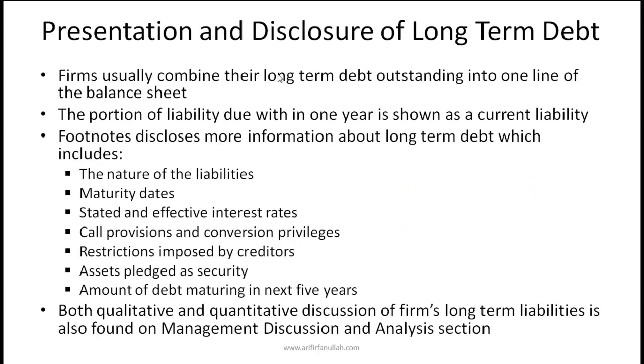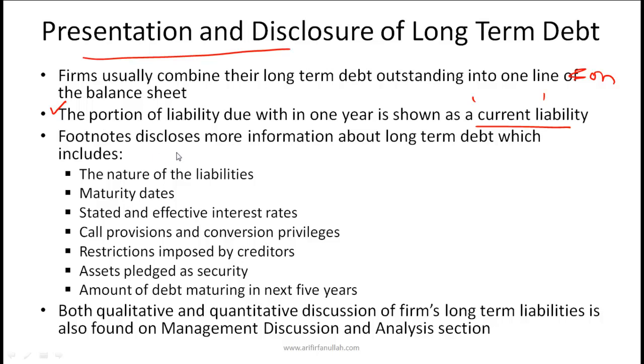The final point now on bonds relates to presentation and disclosure. Firms usually combine their long-term debt outstanding into one line on the balance sheet. The portion of liability due within 1 year is shown as a current liability. So anytime you look at a balance sheet of a company that has some debt, you will see in the current liability section a subheading that says current portion of long-term debt. So that refers to this point over here.